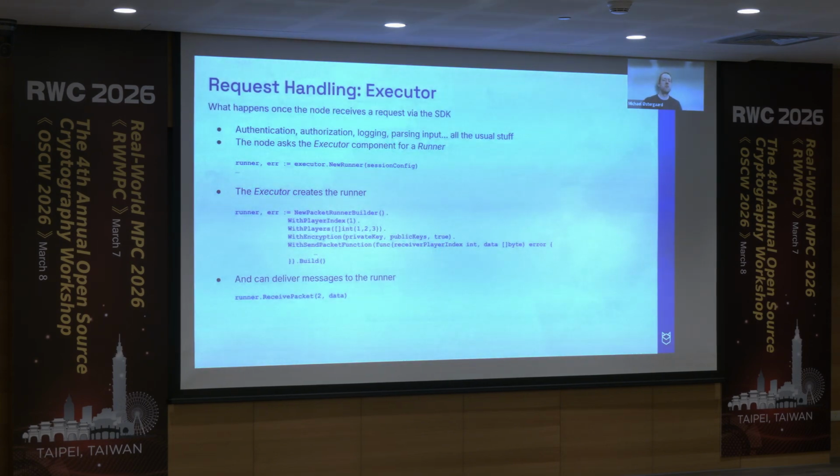So let's see what's actually happening underneath. What happens when a node receives a request from the SDK, for example, key generation? Well, at first, all the boring stuff happens: authentication, authorization, logging, parsing input. That's what you always have to do, whether or not it's MPC or some other system. So once all that's clear, you're allowed to generate a key. The node is going to ask the executor for a runner. And that's basically a single line. It takes the session config provided by the SDK and creates the runner.